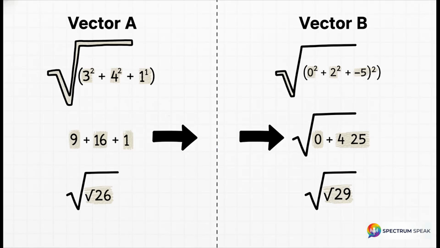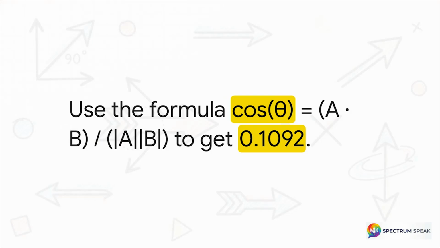Okay, next we need the actual lengths, or magnitudes, of each vector. You just square each component, add them up, and take the square root of the whole thing. It's basically just the 3D version of the Pythagorean theorem. So that gives us the square root of 26 for A and the square root of 29 for B. All right, we have everything we need.